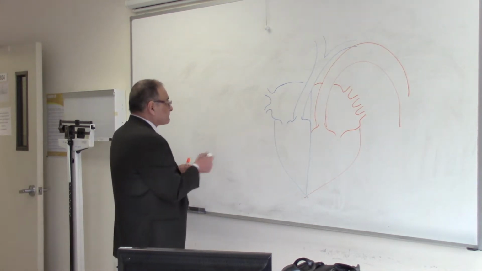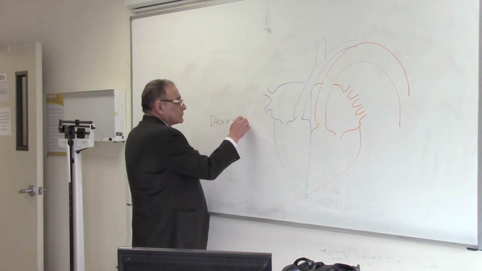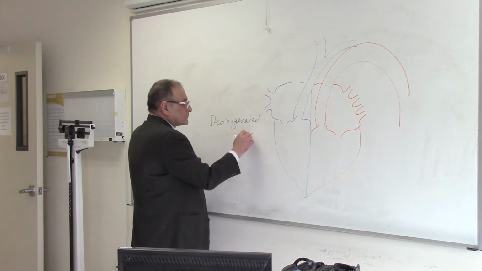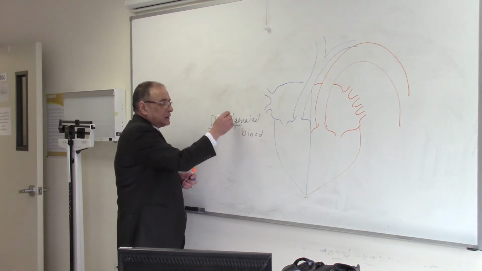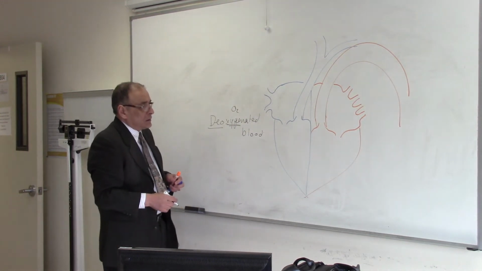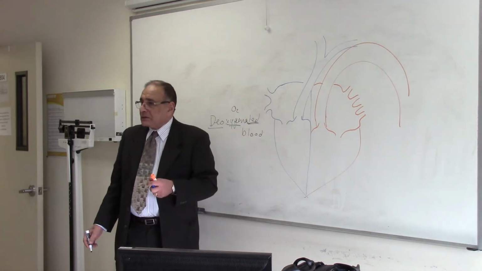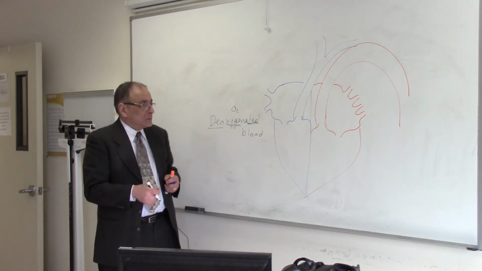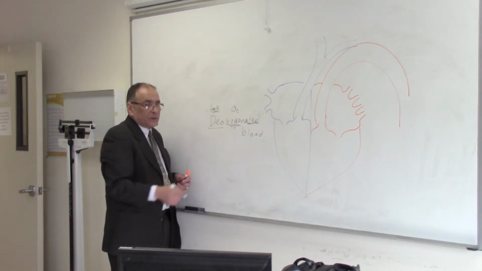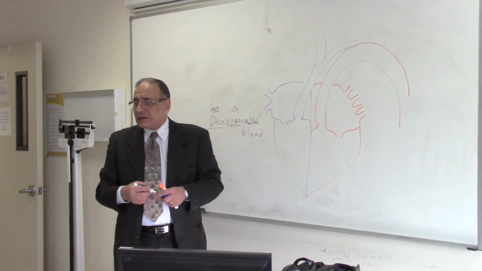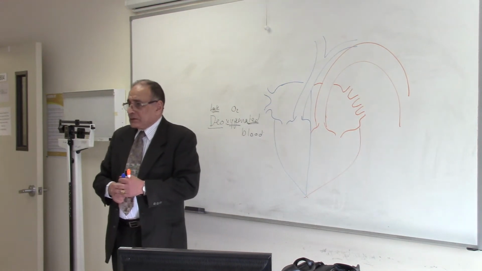Deoxygenated blood. Oxygenated, oxygen means oxygen, right? Oxygenated. This suffix means pertaining to. D means no or lack. Lack of oxygen. So the right side of the heart deals with the deoxygenated blood, the blood lacking oxygen.